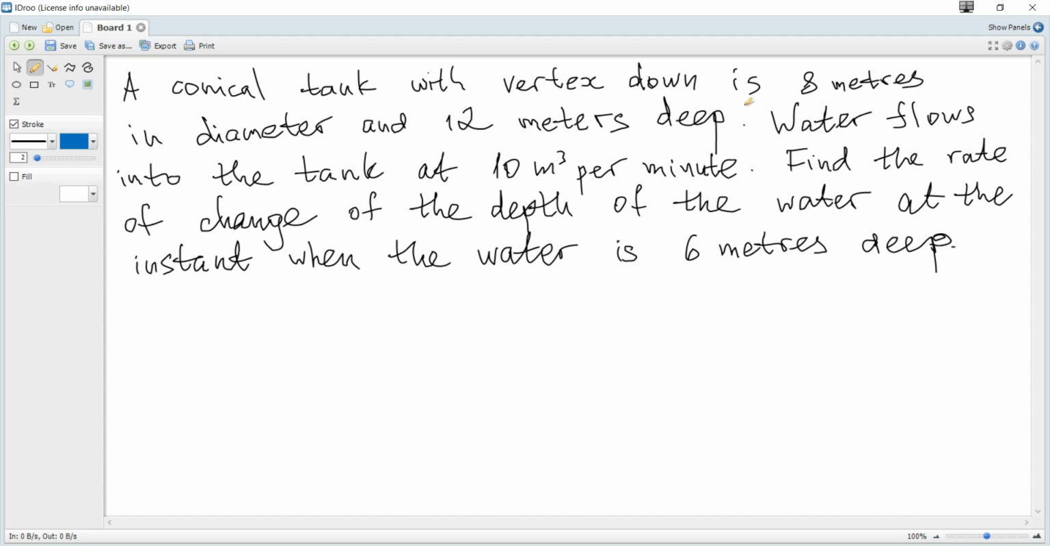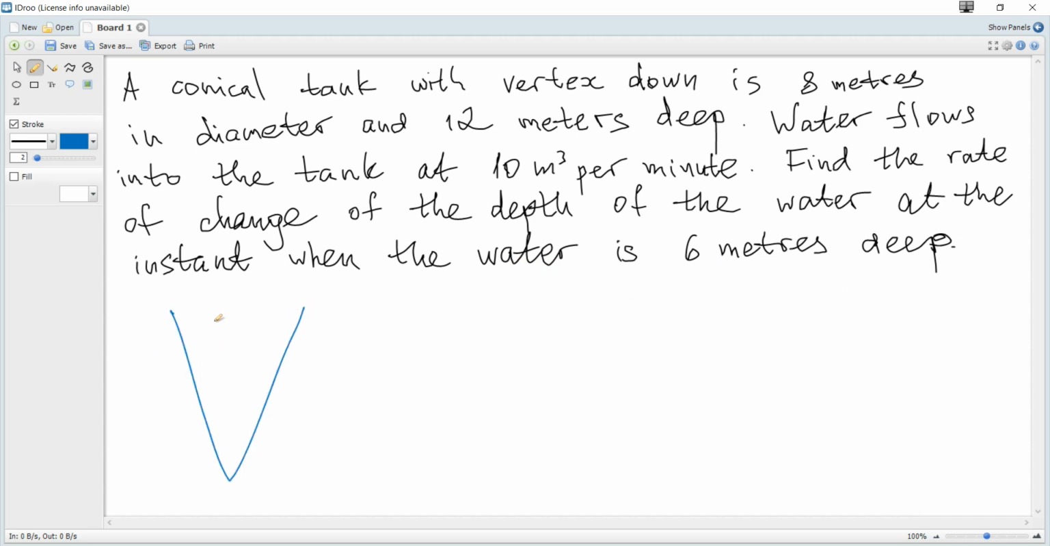A conical tank with vertex down is 8 meters in diameter and 12 meters deep. Water flows into the tank at 10 meters cubed per minute. Find the rate of change of the depth of the water at the instant when the water is 6 meters deep. So the situation looks like this.